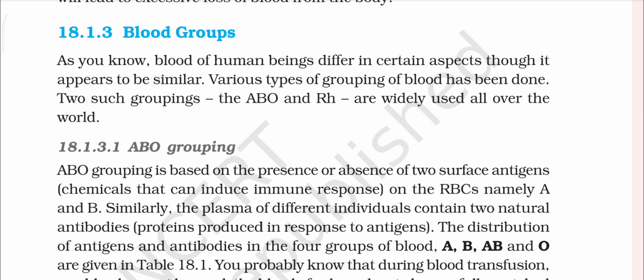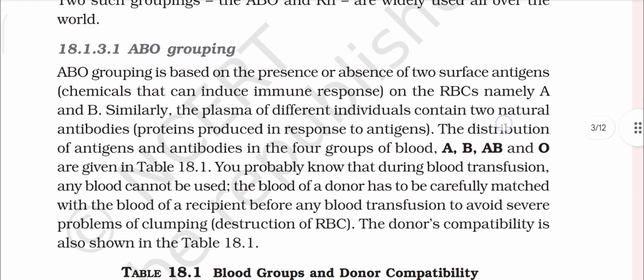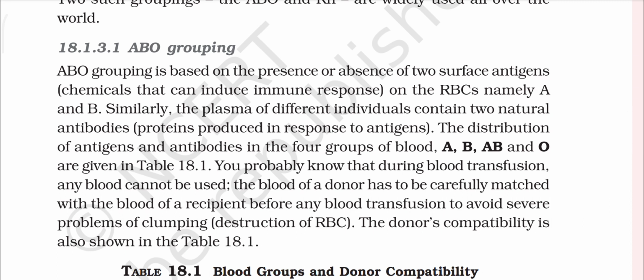Such groupings, A, B, O, RH negative and positive, are widely used all over the world. Now we will read about ABO grouping. ABO grouping is based on presence or absence of two surface antigens on the RBC, namely A and B.